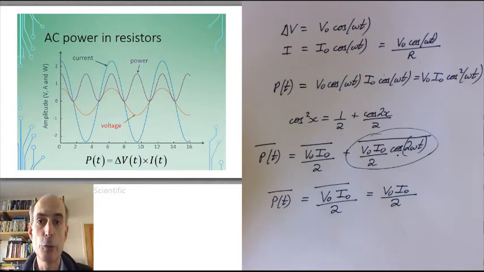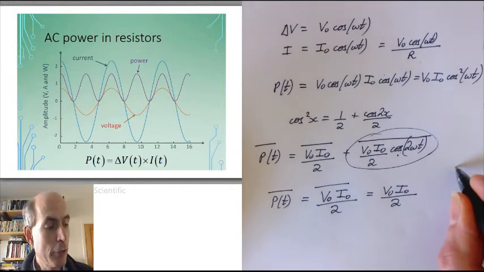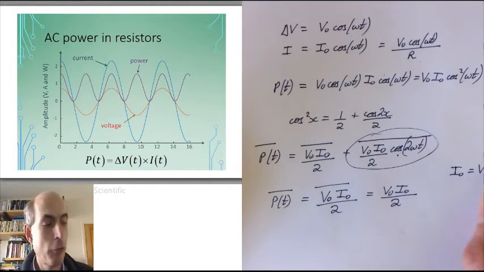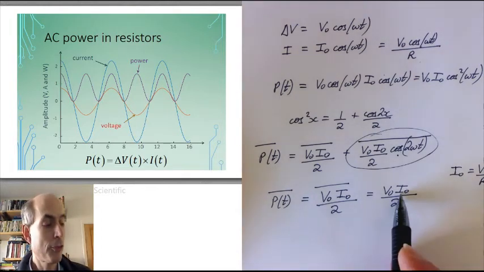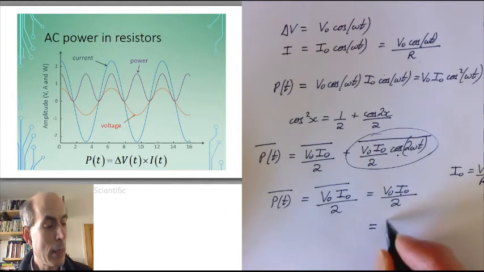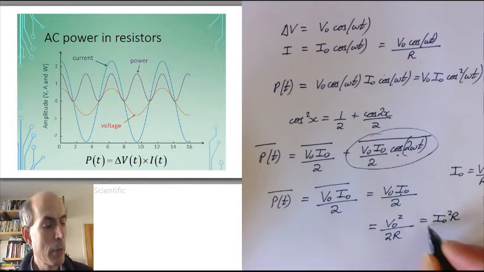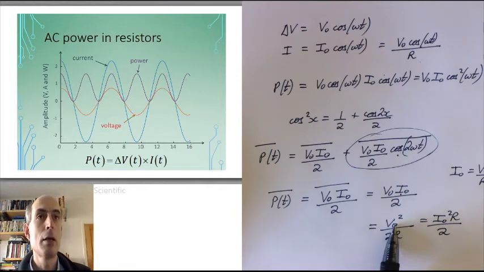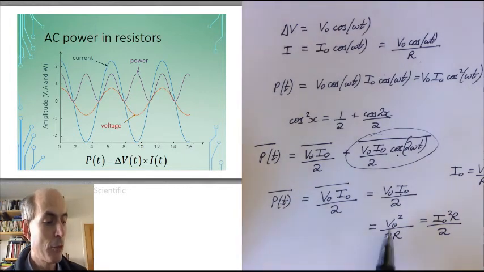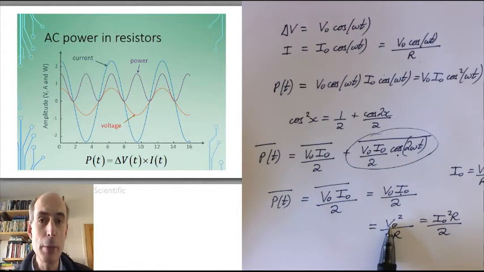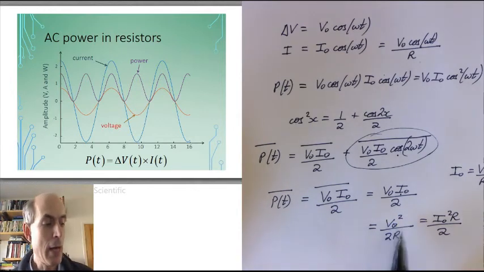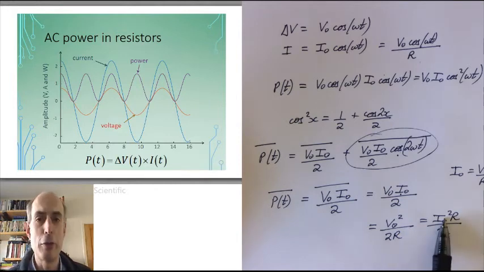And since V0 and I0 are constants, I could just write it like this. I could now apply those formulas that I derived from Ohm's law, that the magnitude of the current is equal to the magnitude of the voltage divided by the resistance, and express this in two other forms as V0 squared over 2R, or also I0 squared times R over 2, where again I've just expressed the average power in terms of the amplitude. That's the 0 to peak amplitude of the voltage and the resistance, or the 0 to peak amplitude of the current and the resistance.